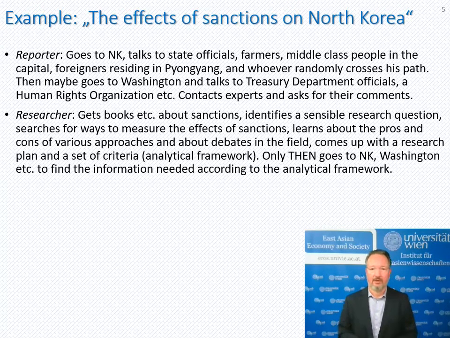That would be something. And you learn about the pros and cons of various approaches to measuring sanctions, various approaches to quantifying sanctions. You will learn about debates in the field. Some of them I already mentioned. And then you will come up with a research plan and a set of criteria according to which you want to proceed. And only then this researcher would go to North Korea, Washington, and Vienna, and where else, to find information needed according to this analytical framework. So I think this just highlights that difference that I've discussed on the previous slide.